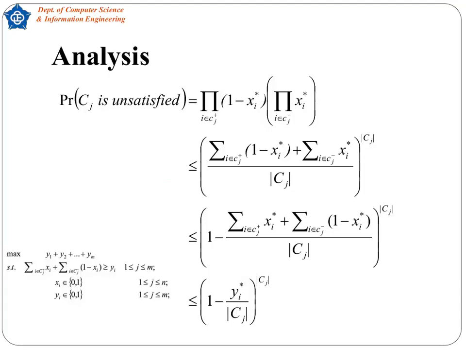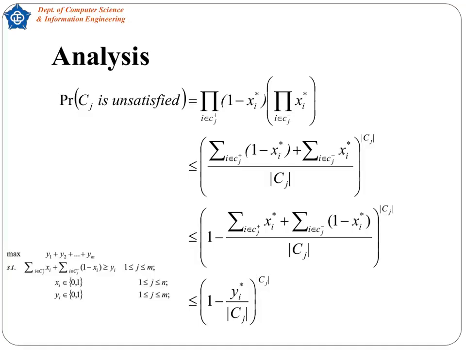Now that we've solved the LP and obtained our fractional solution x* and y*, let's analyze the chance that a particular clause C_j ends up unsatisfied under randomized rounding. Since each positive literal i is rounded to true with probability x_i*, and each negated literal with probability 1 - x_i*, the exact failure probability is Pr[C_j unsatisfied] equals the product over i in C_j^+ of (1 - x_i*) times the product over i in C_j^- of x_i*.